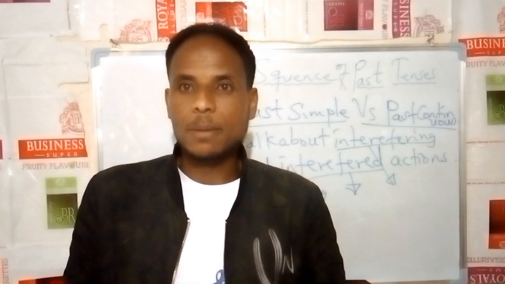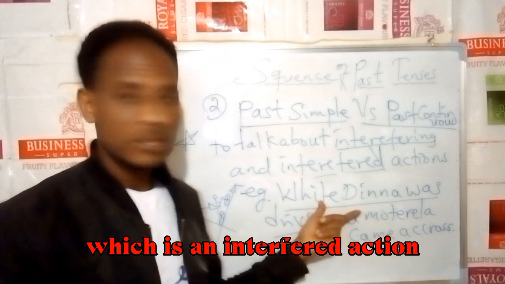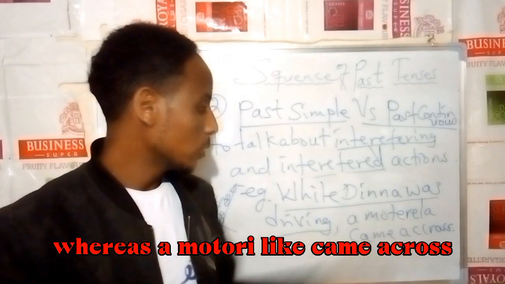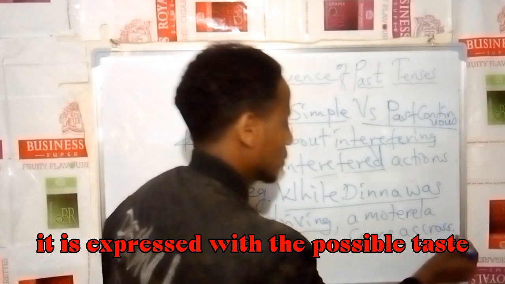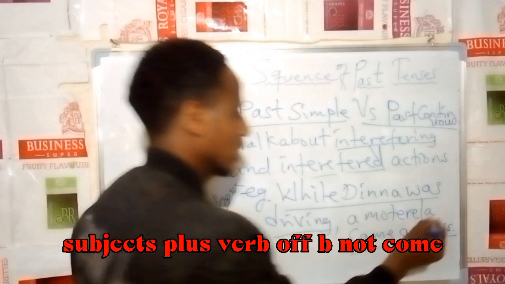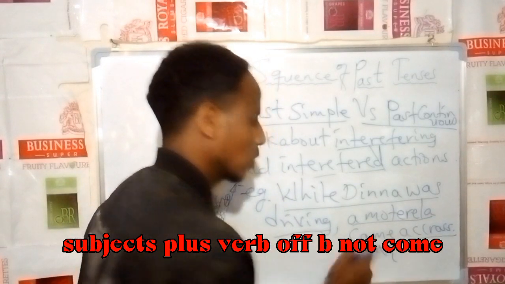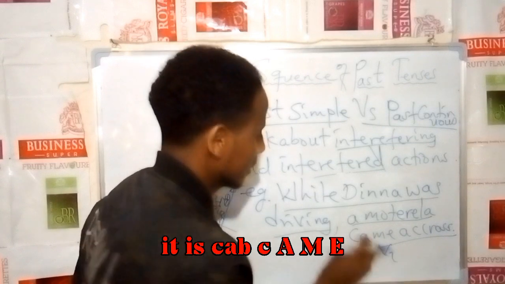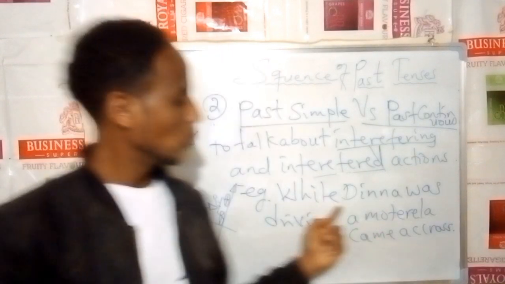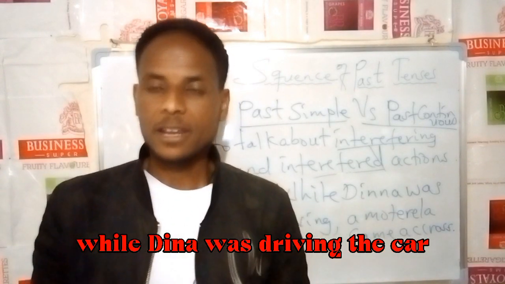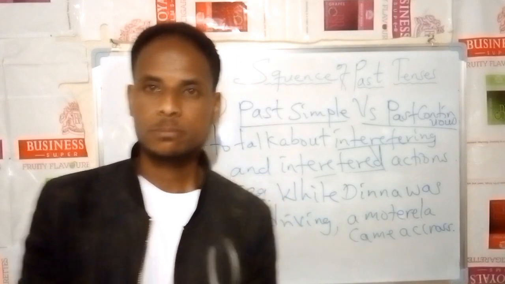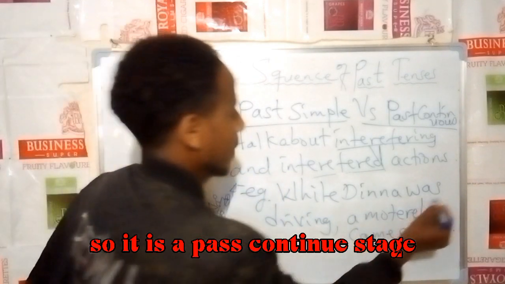Interfered, which is an interfered action. Whereas a motorcycle came across is expressed with the past simple tense. Subject plus verb of be, not come. It is came, C-A-M-E. While Dina was driving the car, a motorcycle came across. So it is a past continuous tense.